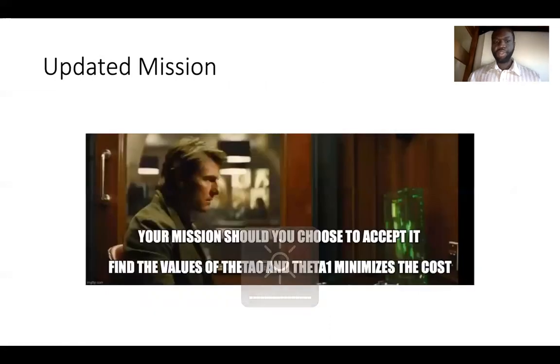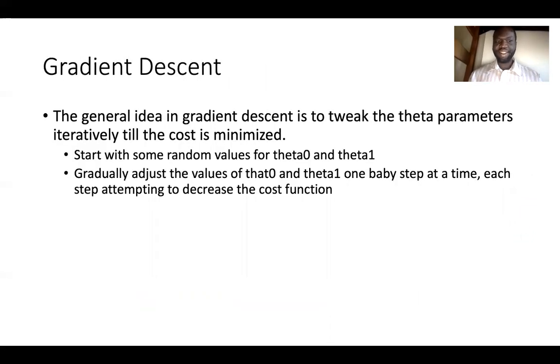This is just the meme thing, I like this. So the general idea of gradient descent is that you start with random values of theta, random values of theta 0 and theta 1.